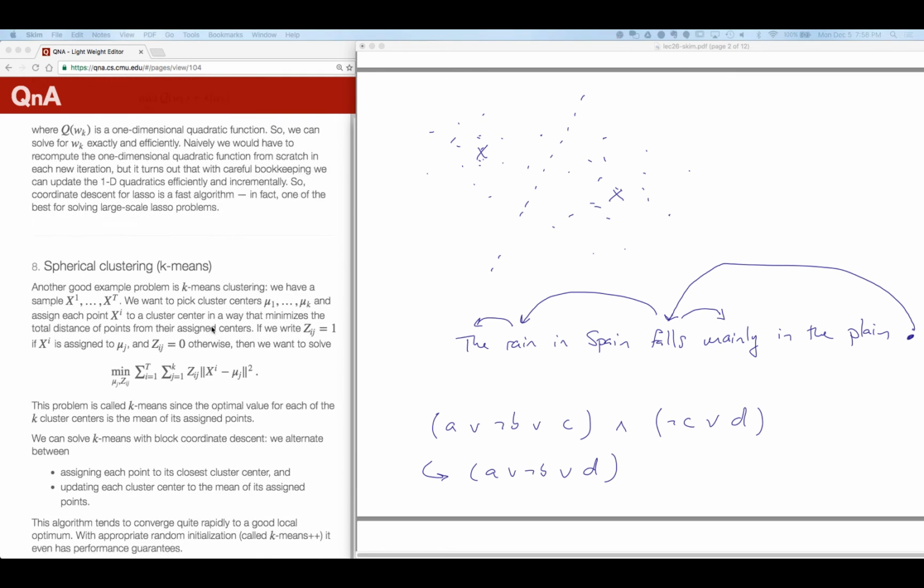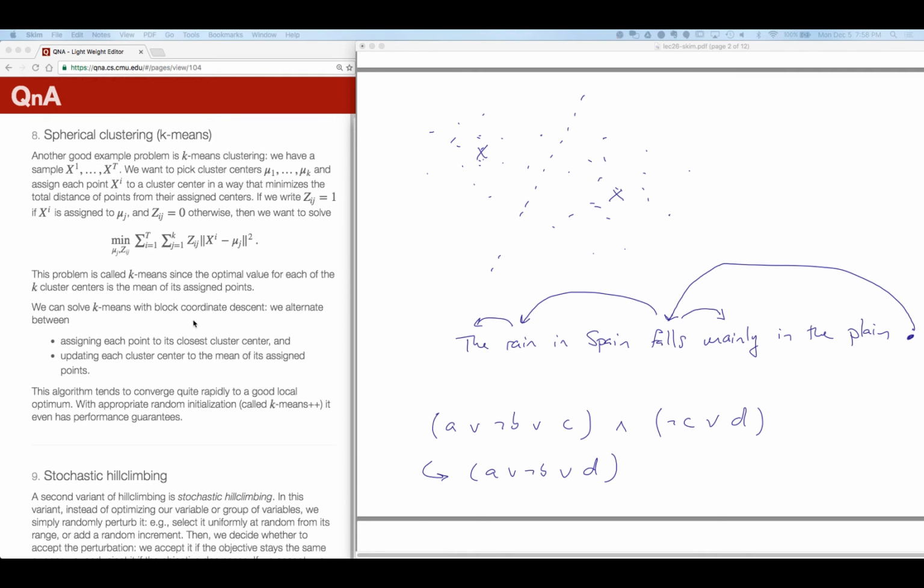Here's maybe a more clearly discrete problem, which is k-means clustering. We mentioned this before, but I wanted to go over it in a little bit more detail. So we have a whole bunch of samples, x1 through xT, like this picture right here. And we want to pick our cluster centers, mu1 and mu2, so there's 2 of them here. More generally, there are k of them.